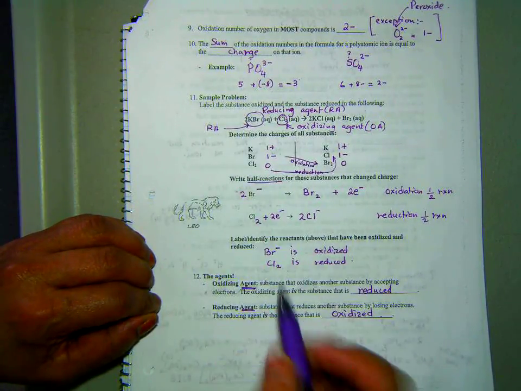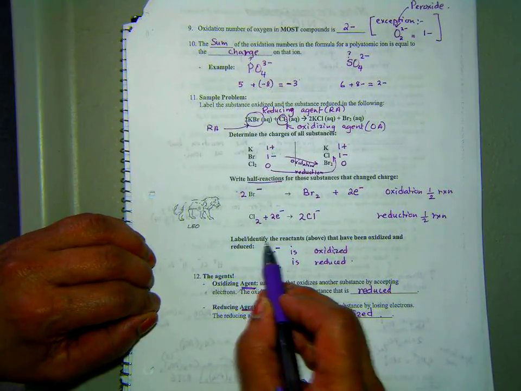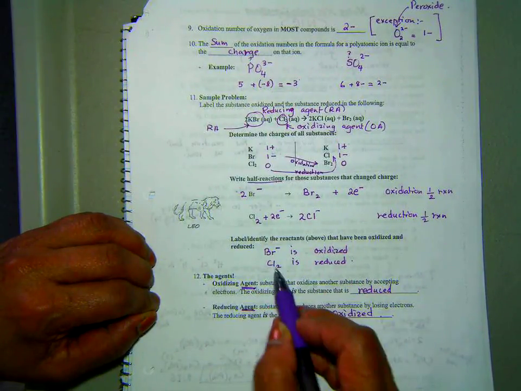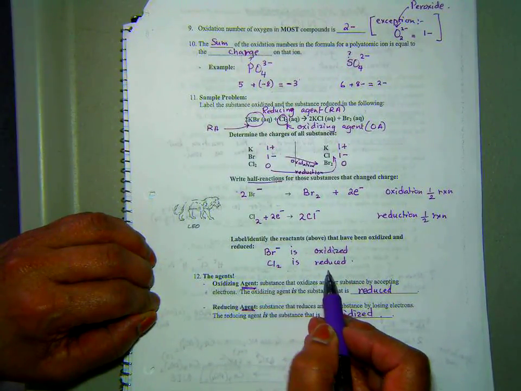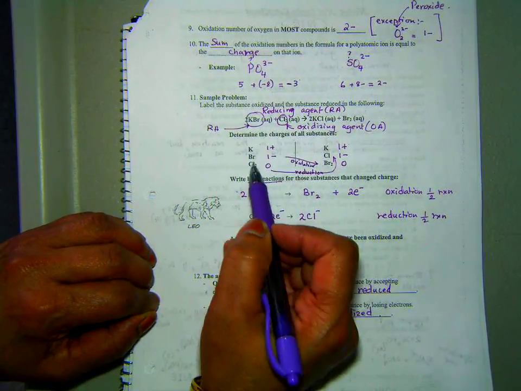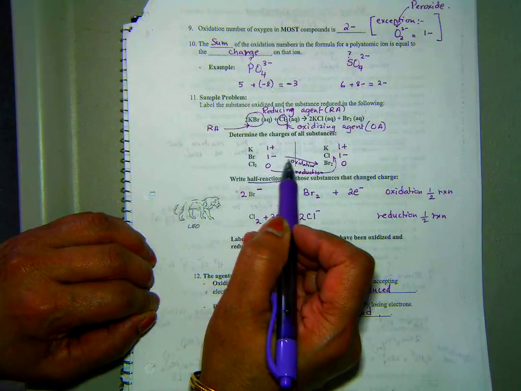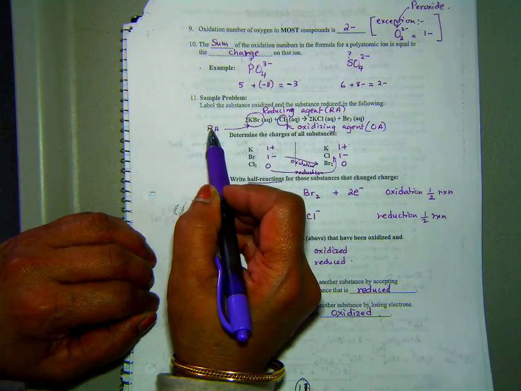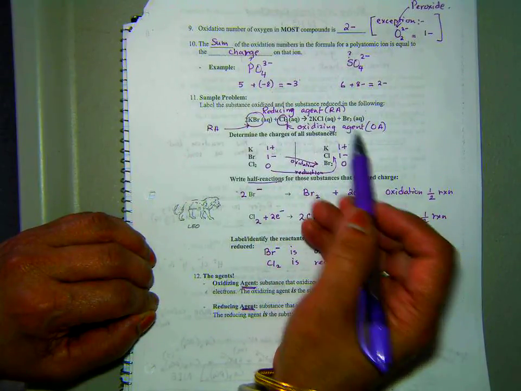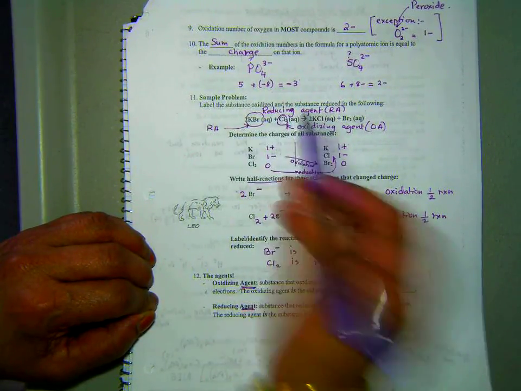So label and identify the reactants above that have been oxidized. So Br minus is oxidized, Cl2 is reduced. Now when it comes to the agent, you have to think Br minus is what is oxidized, but KBr is the reducing agent. Here Cl2 is reduced and Cl2 is the oxidizing agent.